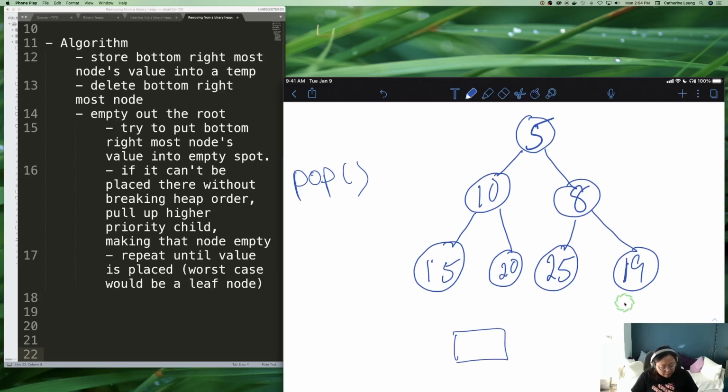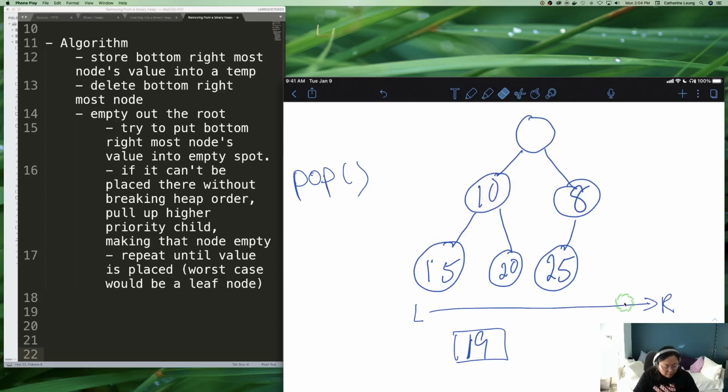Here's our temp. Take the bottom rightmost node, which is 19. Even though 25 is lower priority, bottom rightmost means literally go left to right. Here's left, here's right. Whoever's further to the right, take that one. Grab it, put it into the temporary. Erase the bottom rightmost node. That would be this one right here. Erase it. Empty out the root. That would be the 5. The 5 is now gone.